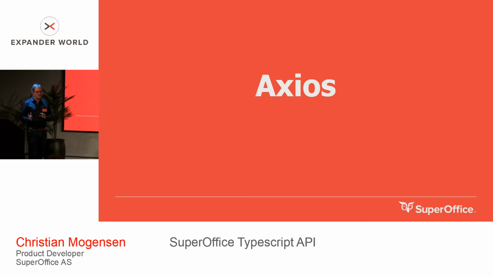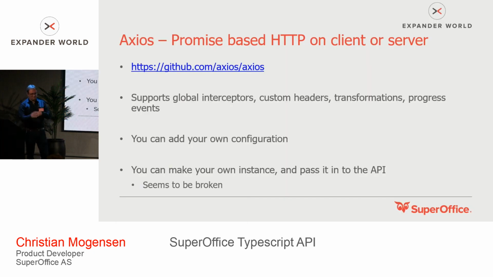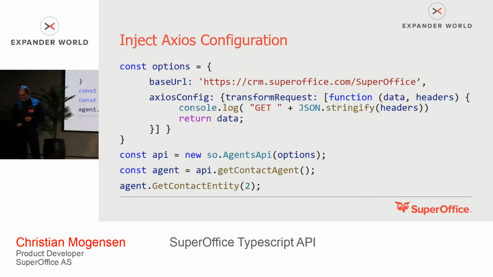Axios is the library we use underneath. It's an HTTP library that works both client-side and server-side. It's got a whole bunch of features. You can configure it in 60 different ways. I made it so you could stick your own instance in instead of having it make its own, so that dependency inversion of control thing, dependency injection. Unfortunately, that seems to be broken. So I obviously need more tests around that. But the idea is you can do this with the configuration.